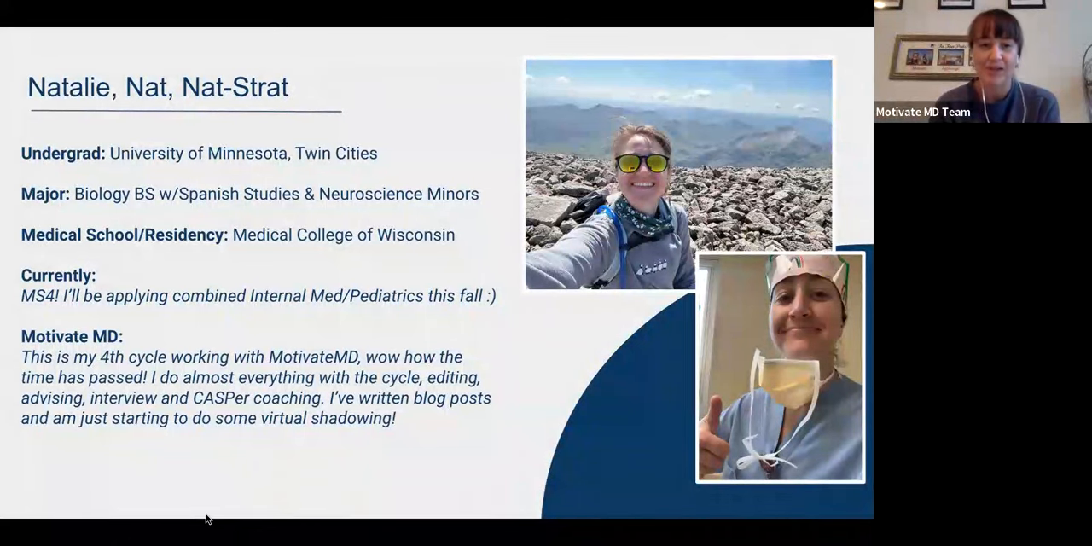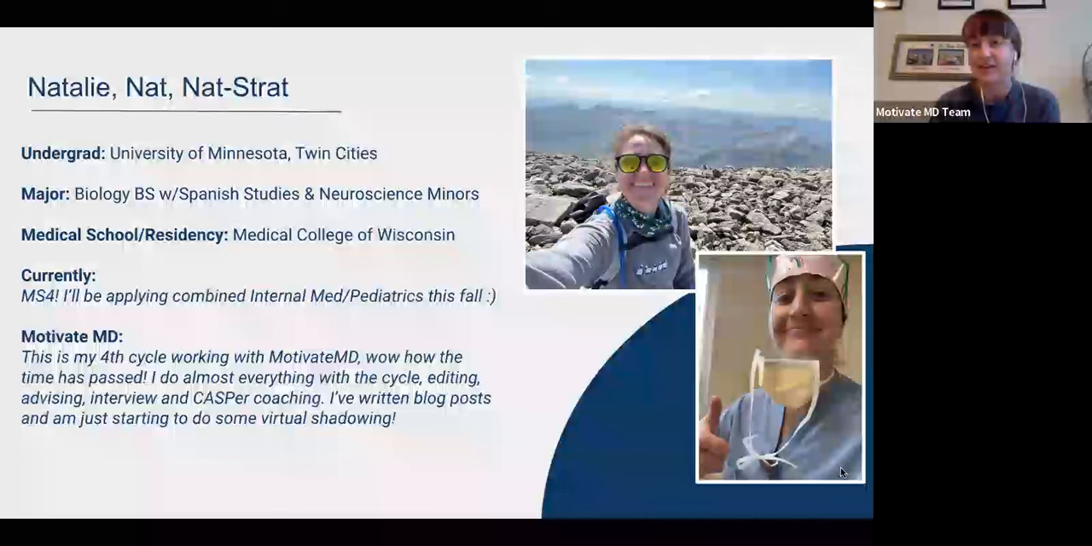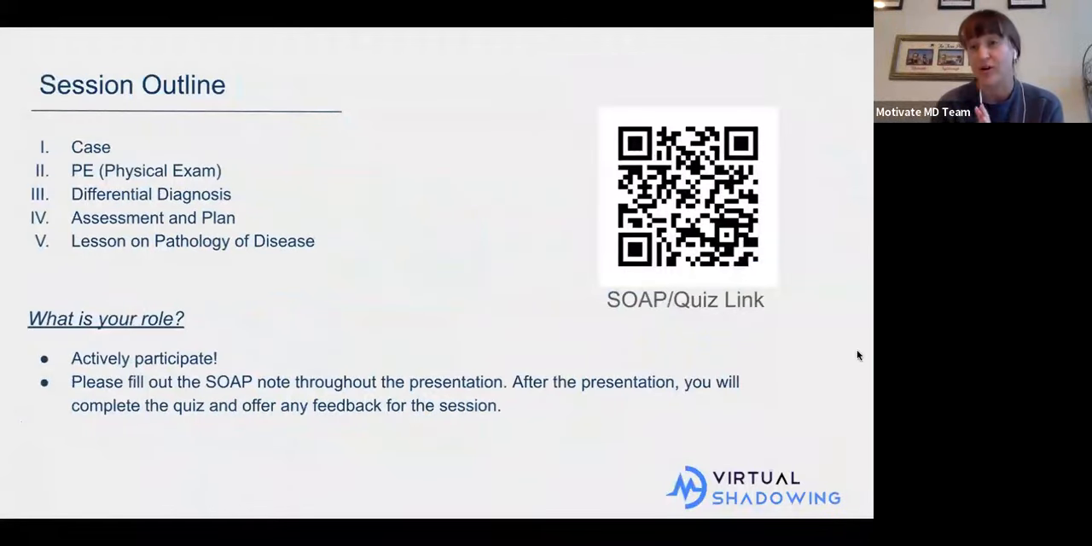Without further ado, we will get right to our topic. First, we'll go over the session outline, and then we'll do a little bit of a poll, and then we'll get into our topic. For those who want to receive credit for attendance, feel free to scan this QR code. The session outline will be very similar to how these have run in the past. We'll go over the case and the physical exam, differential diagnosis, a real short assessment and plan, and then go a little bit more into the pathology of breast cancer because it's very applicable to biology and biochem. I hope we can talk a little bit more about that specifically.